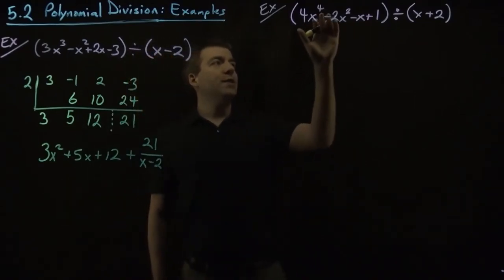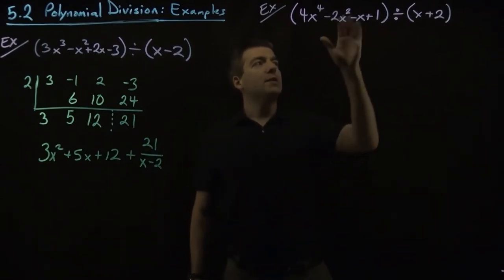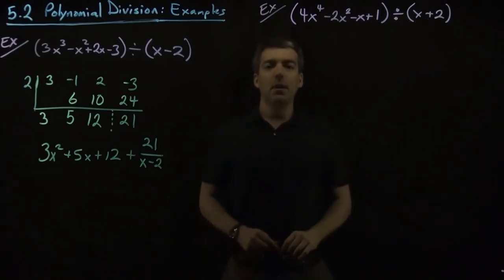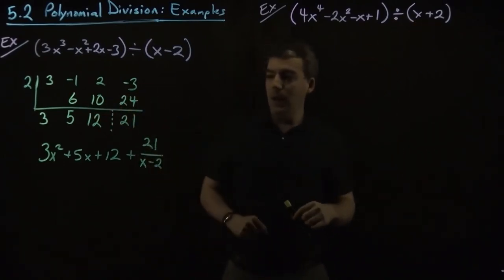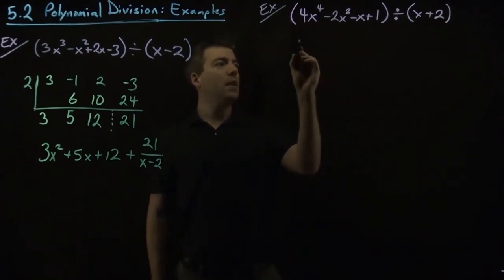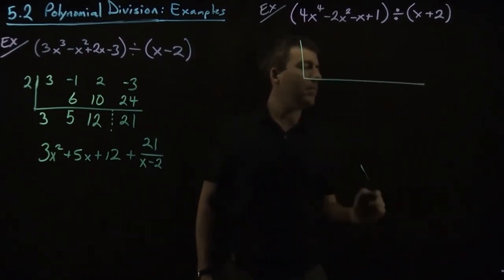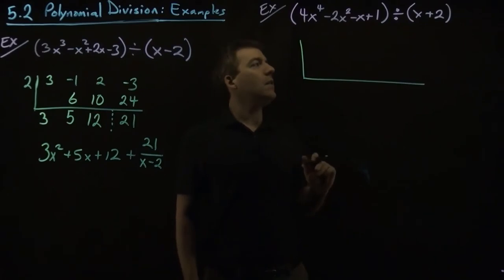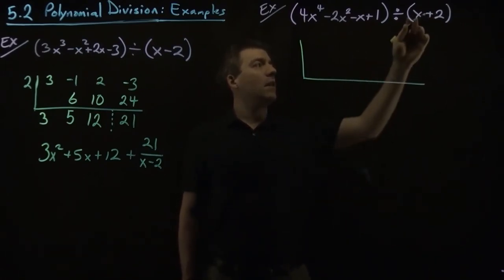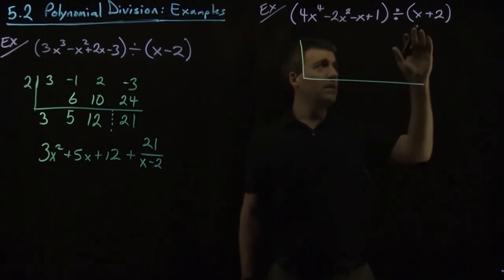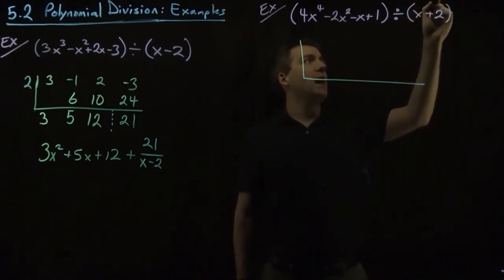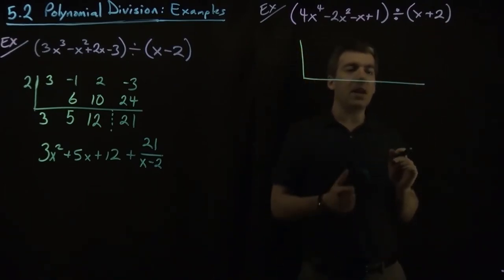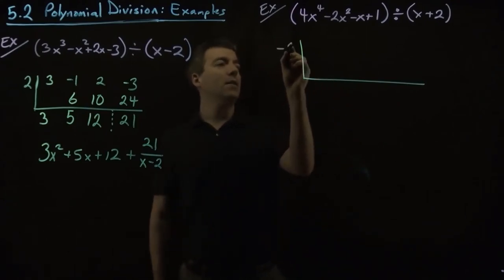Here we have 4x to the 4th minus 2x squared minus x plus 1 divided by x plus 2. All right, let's set up the synthetic division algorithm. So we have the k here, x plus 2, and this should be of the form x minus k. With the plus, we can think of this as minus a -2, so the k is actually -2.